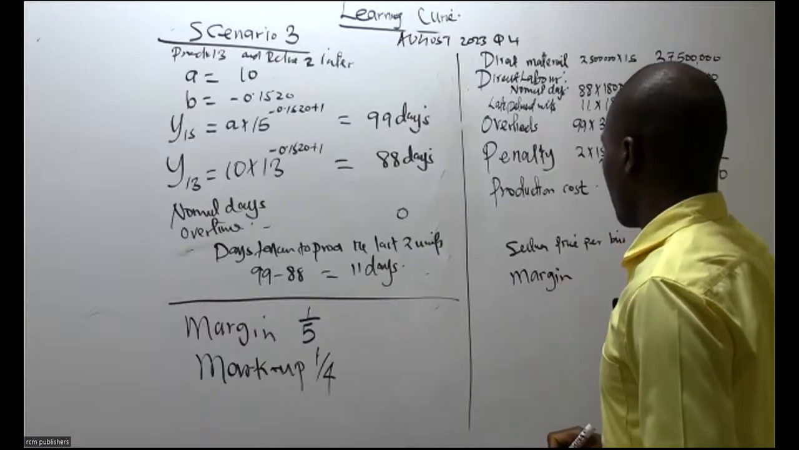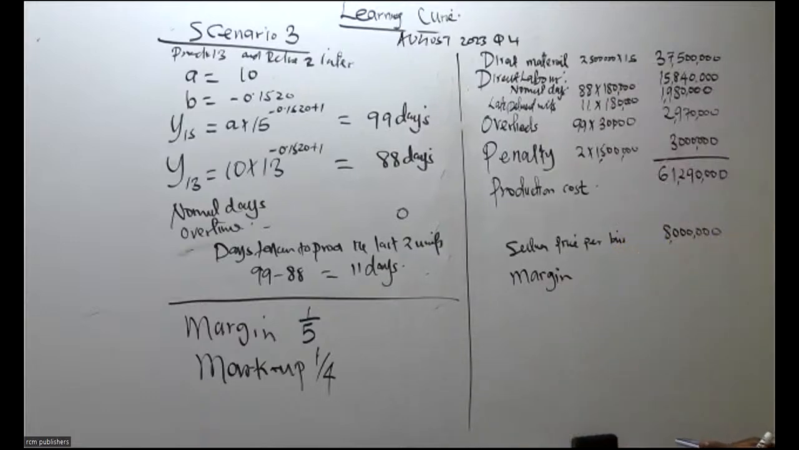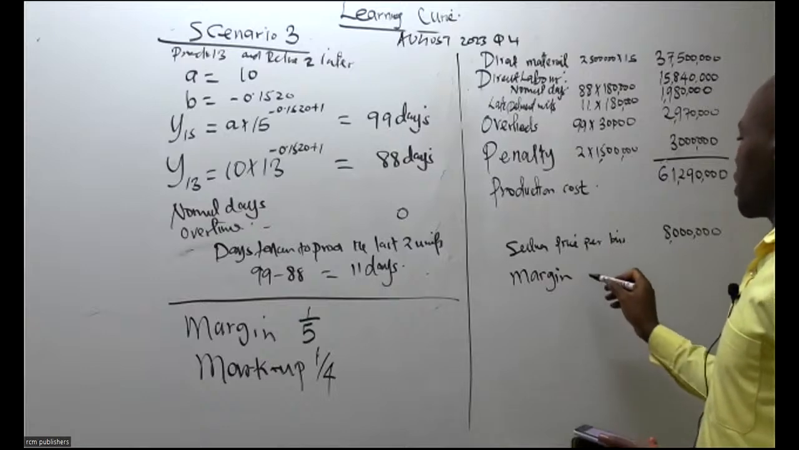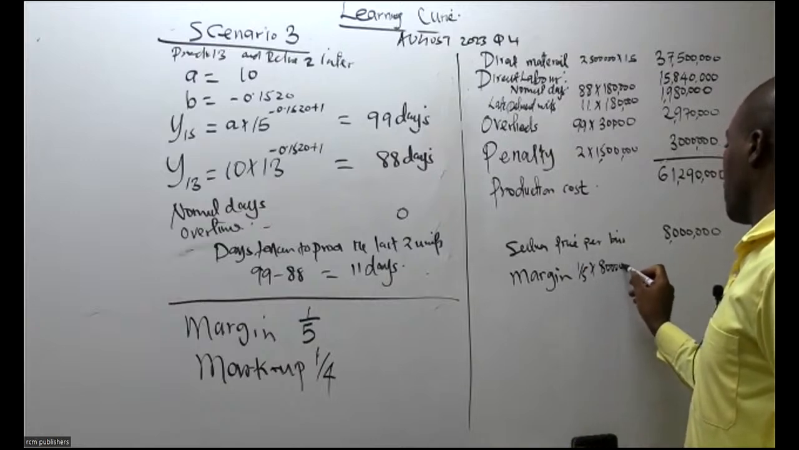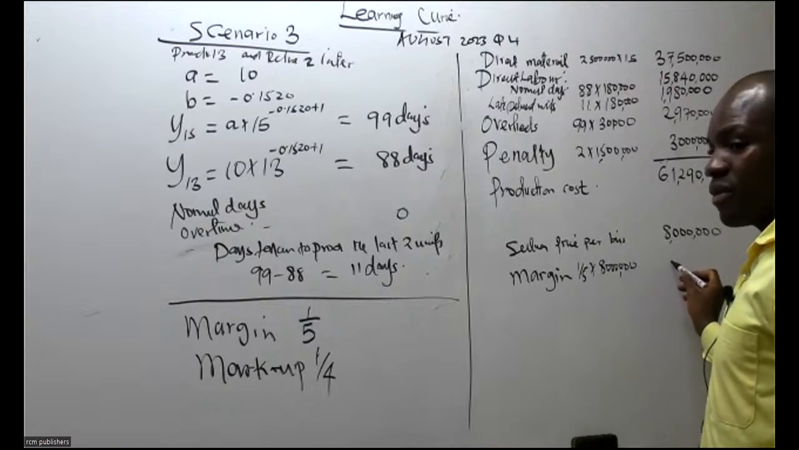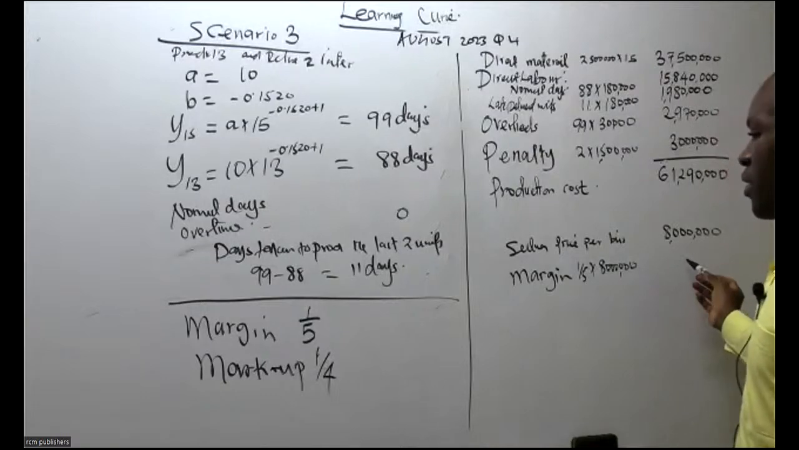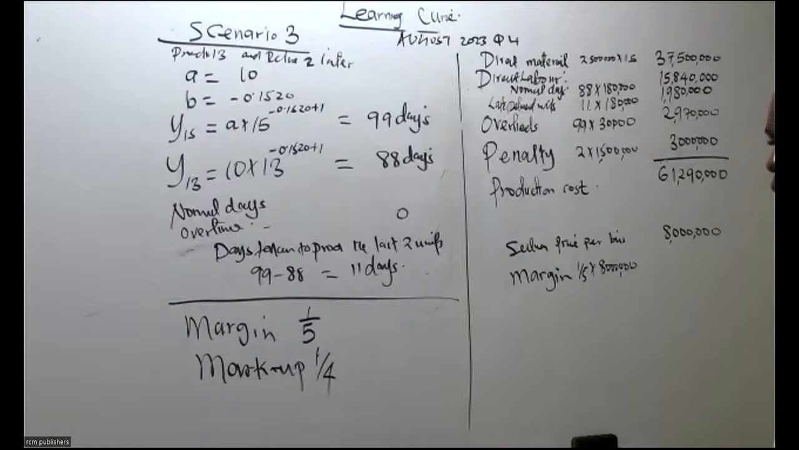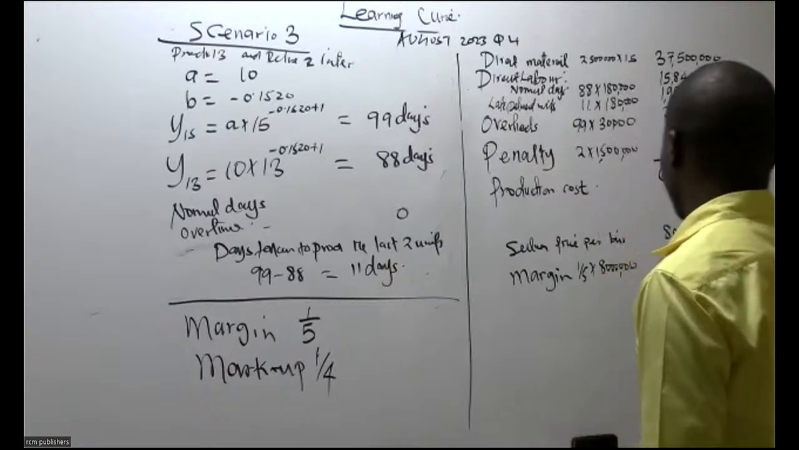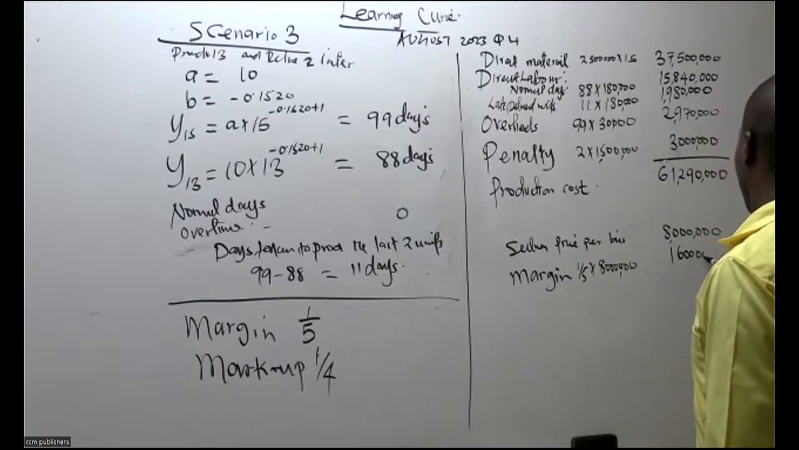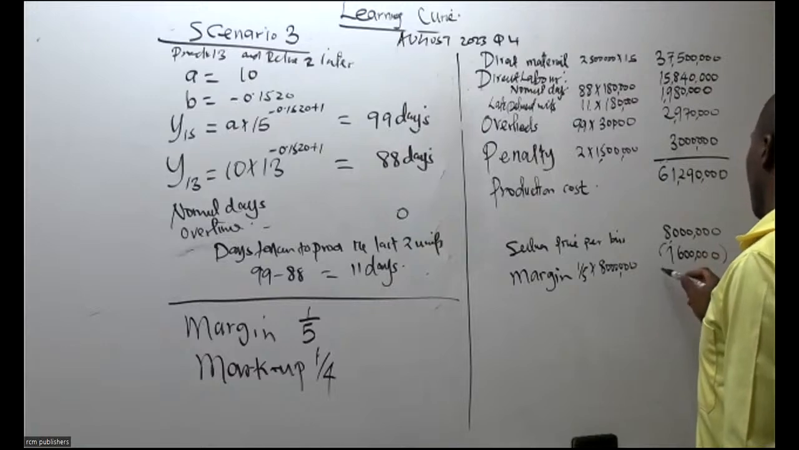Margin itakuwa ngapi? Margin is equivalent to 1/5 of 8 million. How much will we have here? Or 20% of 8 million ni ngapi? 1,600,000. So we have 1,600,000. Ukitoa hiyo unapata ngapi?